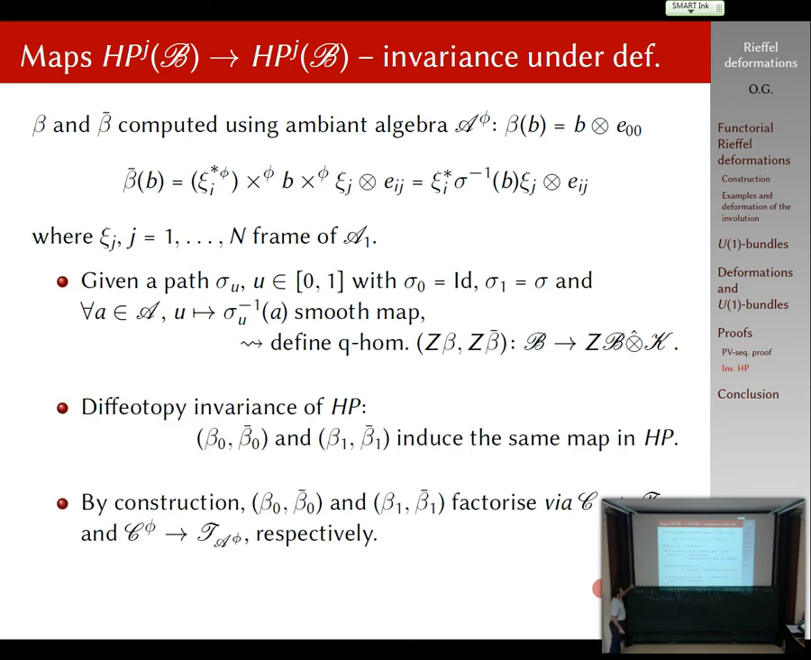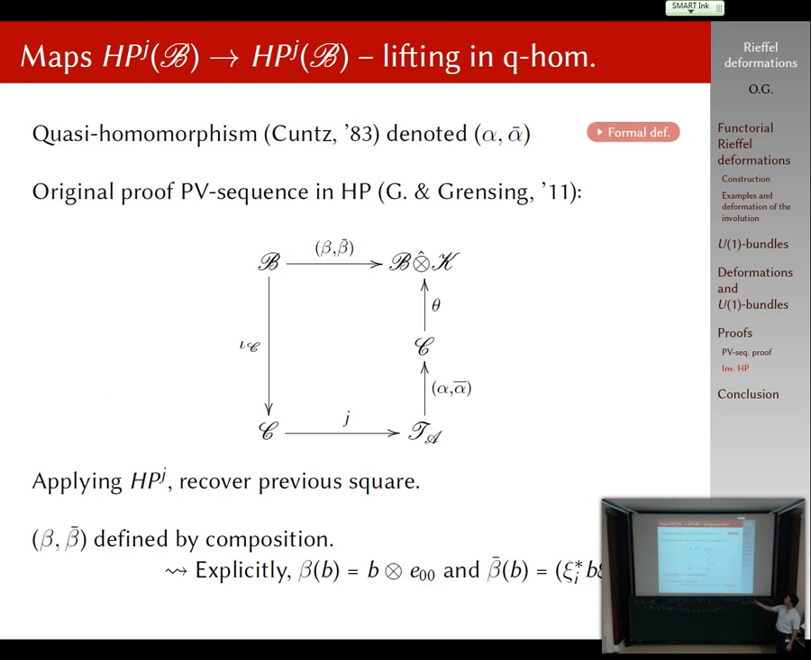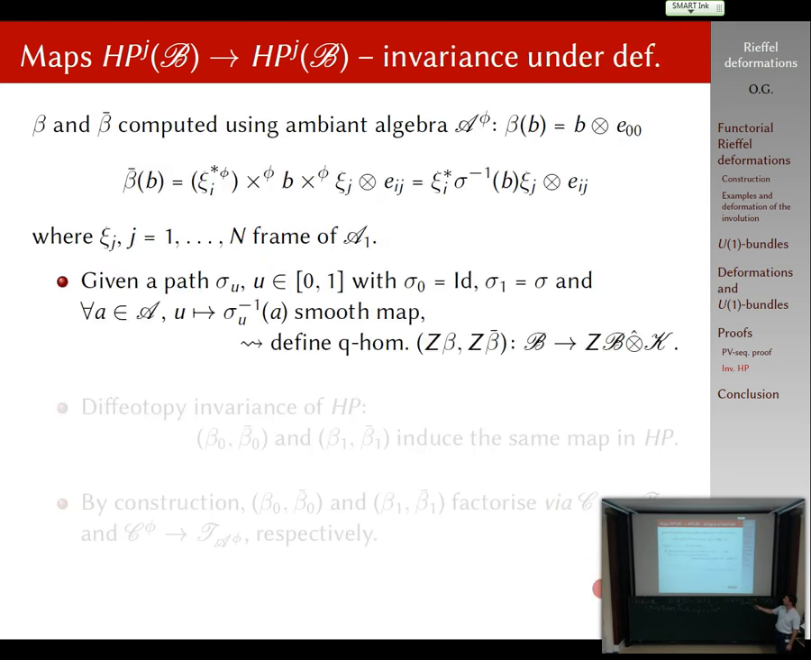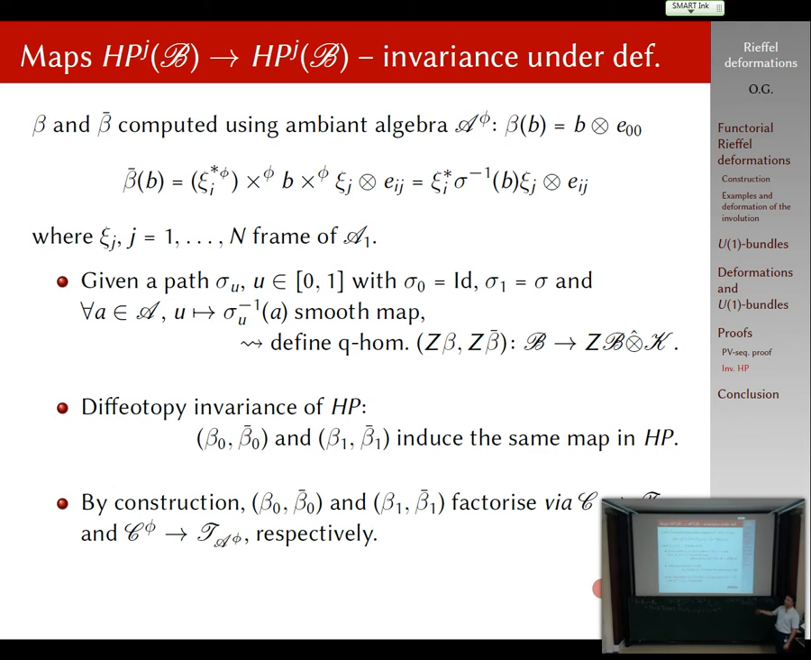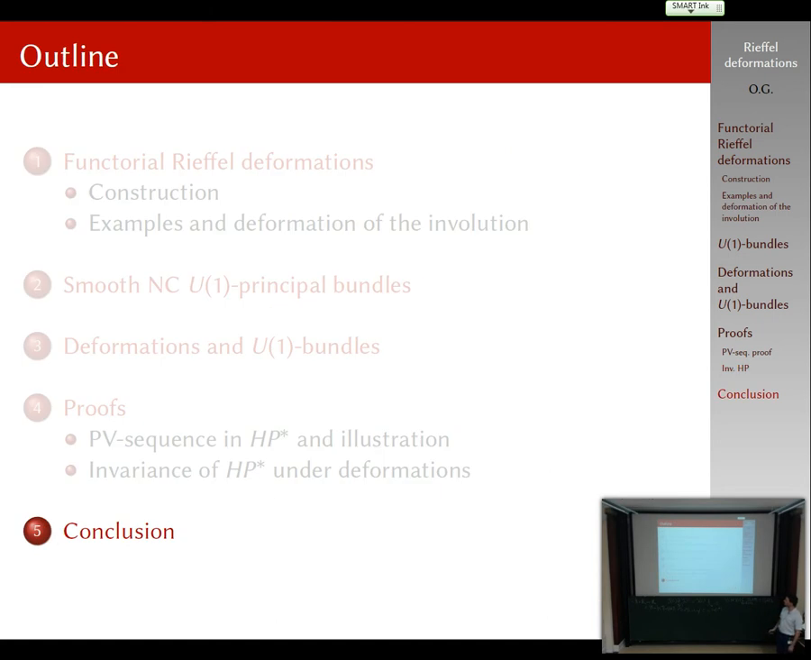Now, the diffeotopy invariance of periodic cyclic cohomology means that the two extremities, so beta 0 and beta 1, induce the same map in HP. And by construction, the one obtained for the undeformed one, so beta 0, beta bar 0, is the same as the one obtained for the deformed algebra. Okay, and they factorize via these different maps. And so we've proven the property.